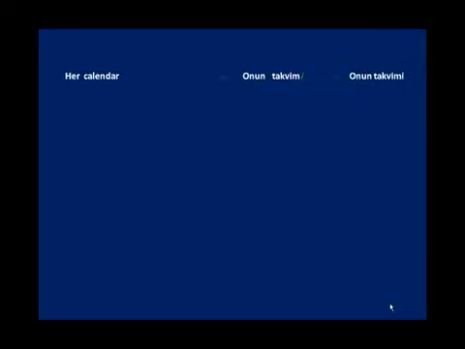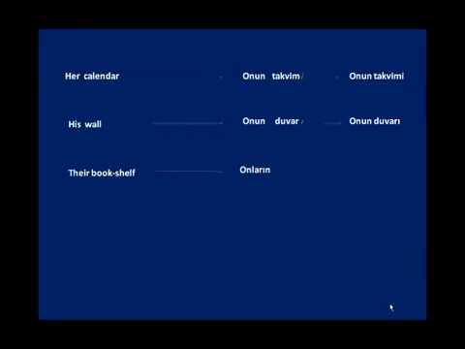Now let's try to say his wall. Wall is duvar. So onun again, duvar plus the i, ı, u, ü. It's going to be ı, vowel harmony. Onun duvarı. Okay. Their bookshelf. Bookshelf is raf. So onların, raf plus ı. It's going to be rafı. So if we see the whole thing, oh, there's been a mistake there. Sorry. It has to be onların. Onların rafı. Even if it was his bookshelf, it would have been the same thing.